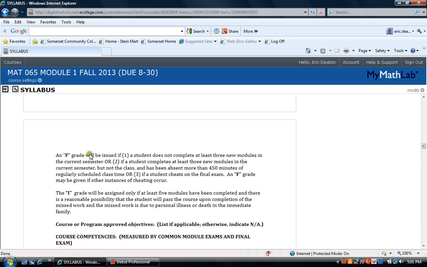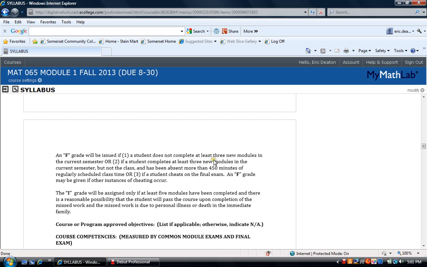If you want to receive a failing grade in here, don't meet the attendance requirement, don't complete at least 3 brand new modules, or cheat. I mean, it's 3 main ways. What I mean by 3 brand new modules: some people already have an MP from a previous semester or modules for some other reason, which we'll talk about later.